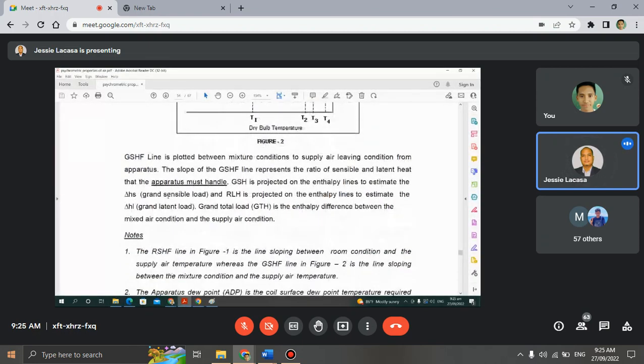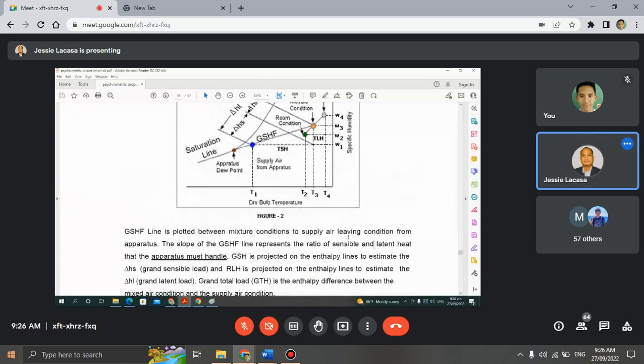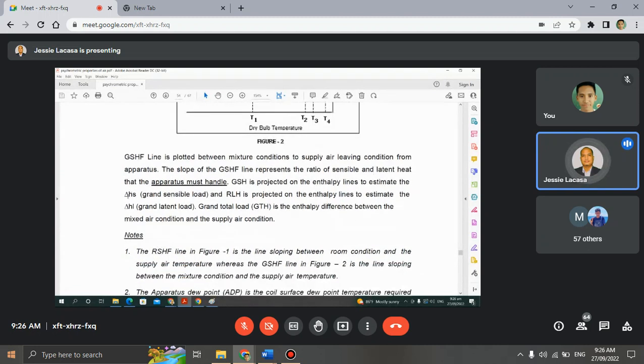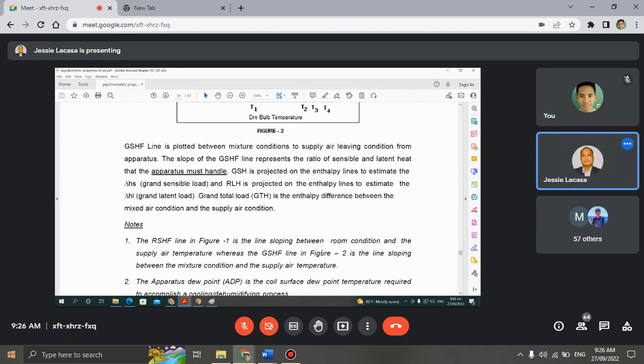Okay. So the slope of the grand sensible heat factor line represents the ratio of sensible and latent heat that the apparatus must handle. So grand sensible heat is projected on the enthalpy lines to estimate the change in the sensible heat. Yeah, enthalpy. So grand sensible load and the latent heat is projected on the enthalpy lines to estimate the grand latent load. So grand total load is the enthalpy difference between the mixed air condition and the supply air condition.